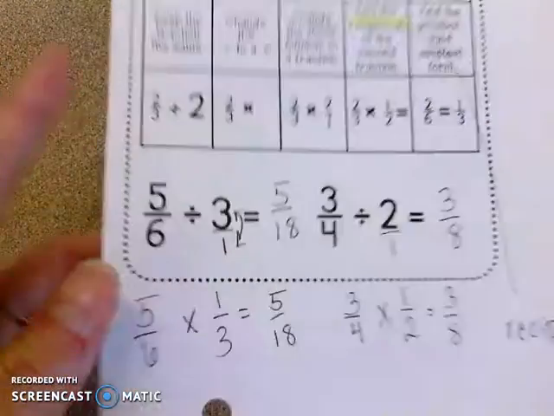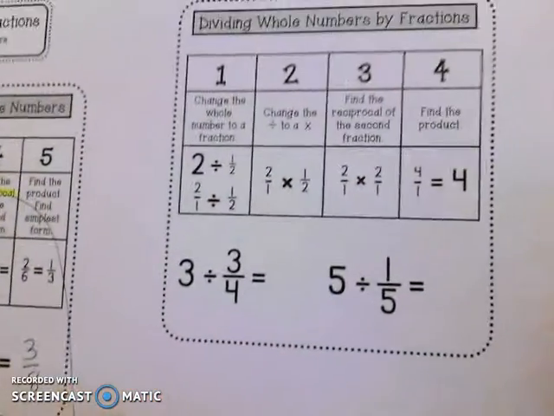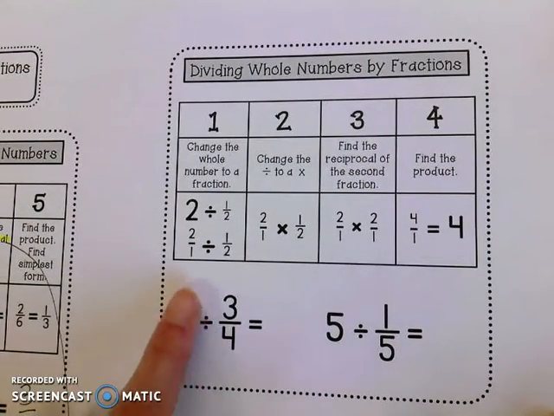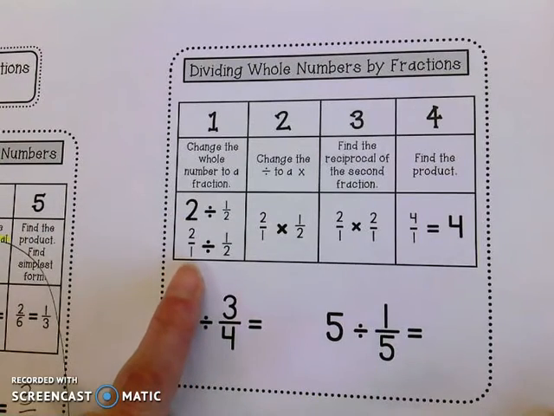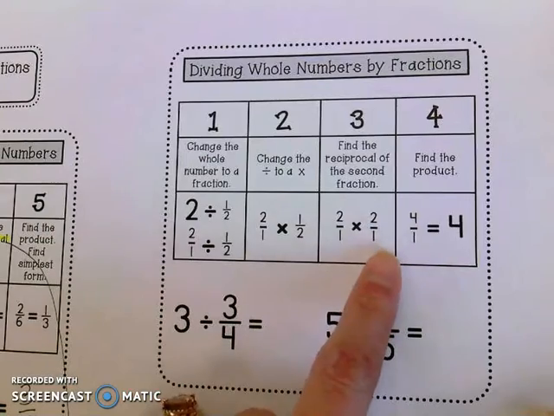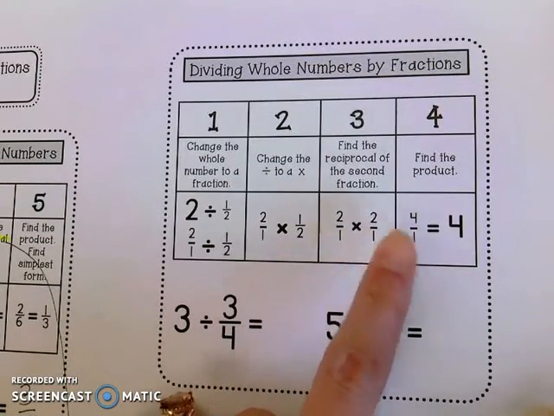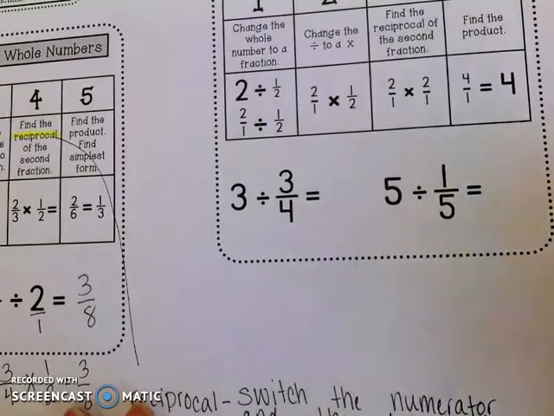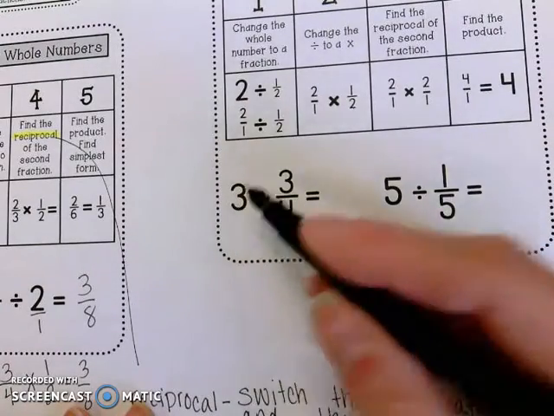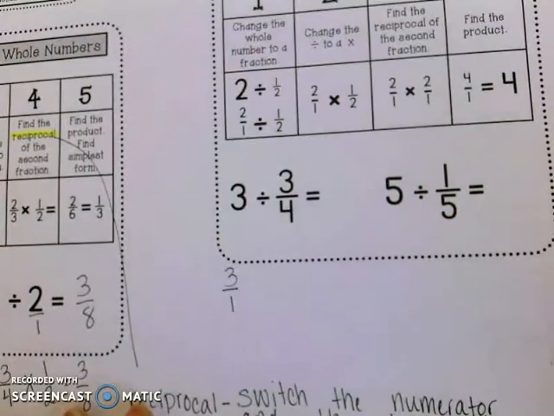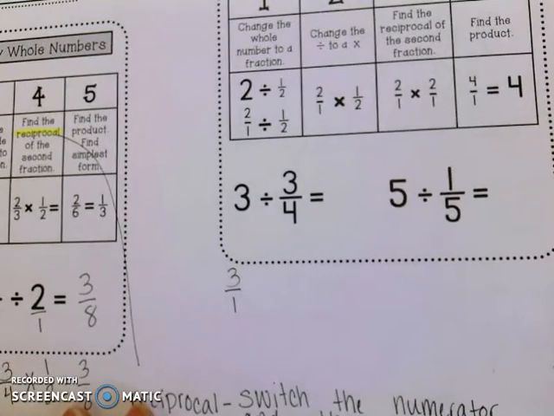All right. Now let's look at dividing a whole number by a fraction. So we're going to start with the whole number, divide by a fraction. So I'm going to take my whole number and write it as a fraction by putting a 1 underneath. I'm going to change my division to multiplication, and then get the reciprocal of the second fraction, and then multiply. So on this first one, I'm going to change that 3 to 3/1. Okay, 3 divided by 1 is 3, so that's why that works.